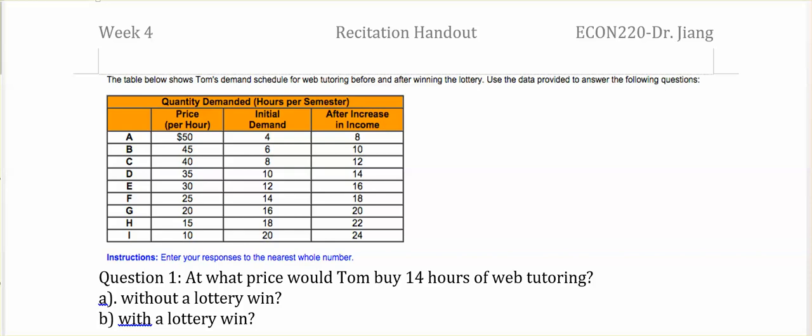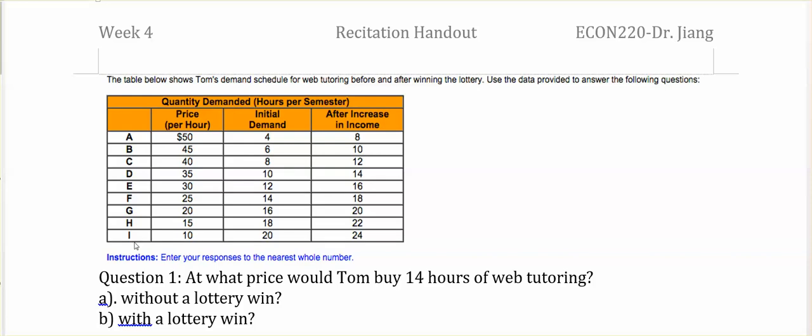The table below shows Tom's demand schedule for web tutoring before and after winning the lottery. Use the data provided to answer the following questions. First, without the lottery win, at what price would Tom buy 14 hours of web tutoring? 2. With the lottery win, at what price would Tom buy 14 hours of web tutoring? Obviously, this question is related to the demand curve, and it talks about after your income changes, how it will affect your demand curve.